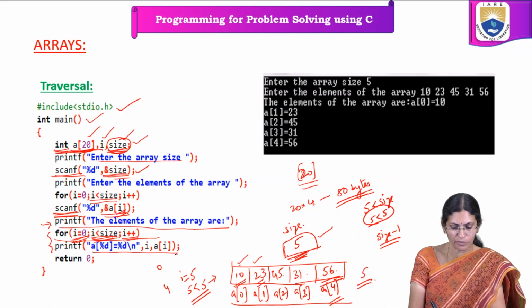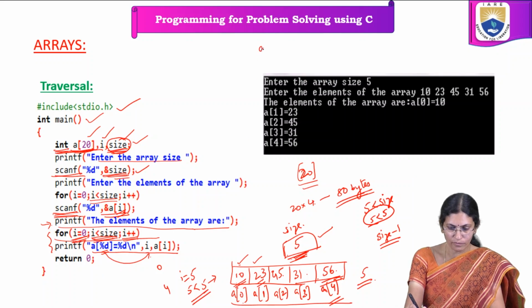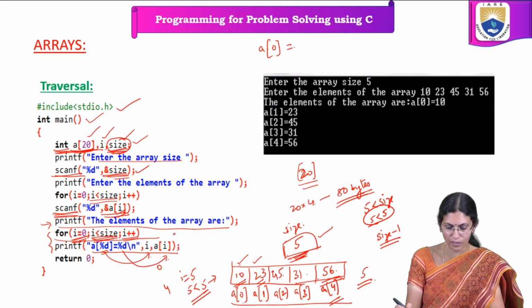In the printf statement, we have written A of, in square brackets, percentage %d. This percentage %d corresponds to the I variable. So in the output screen we will get A of I, when the initial value I is equal to 0, A of 0 is equal to, and this percentage %d corresponds to the A of I value. In A of I, suppose we have taken 10, so 10 will be printed. Next, when I is equal to 1, A of 1 will be whatever value the user has given, so the second element is 23. In this way, all the elements of the array will be printed.